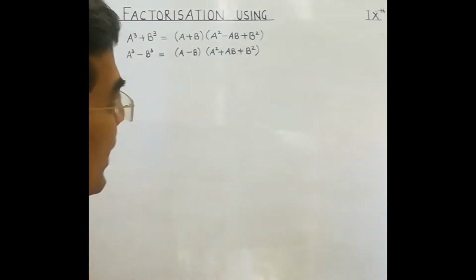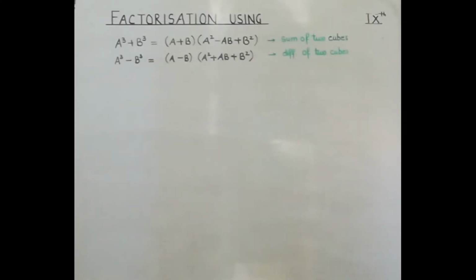So here on the board I have written those two formulas that you will be using. The first formula is read as the sum of two cubes, and in the second formula you can see there is a minus sign in between the two cubes, so it is read as the difference of two cubes.